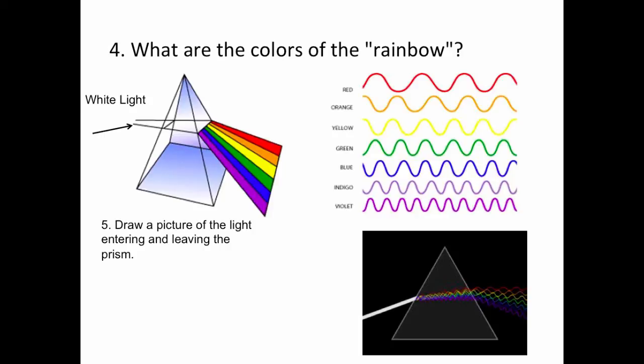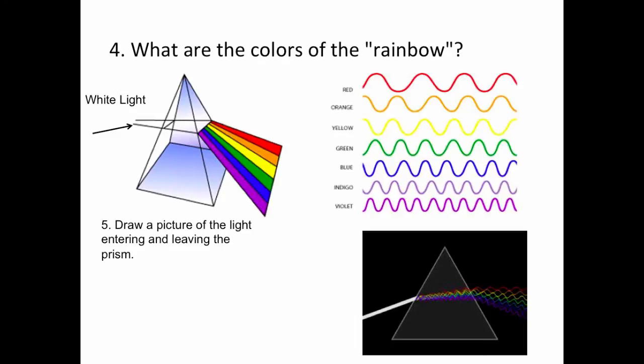ROY G BIV. Remember that? I want you to draw this in your journal. Show the light entering, white light, which is actually all the colors of the rainbow, and then showing it refracting. Red, orange, yellow, green, blue, indigo, violet. ROY, R-O-Y, G, BIV, B-I-V. That will help you remember the order of the colors of the rainbow.